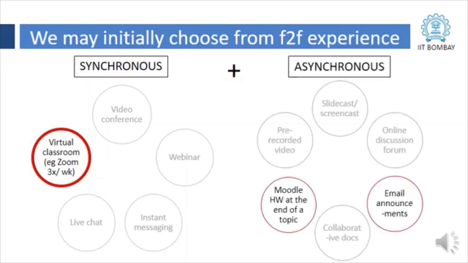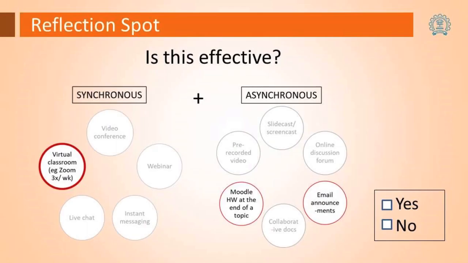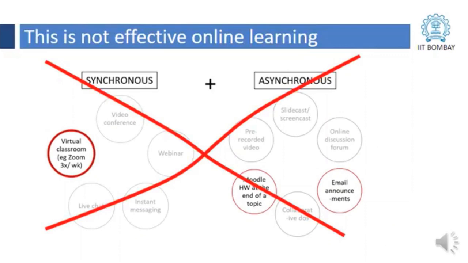Some of us may include a few features from an LMS, such as Moodle homework at the end of a topic and email announcements. At this point, let's pause and ask, is this effective? This model of 3 times a week Zoom classes plus some assignments? Let's pause and think about this question before proceeding. It turns out that the model just described does not constitute effective online learning.